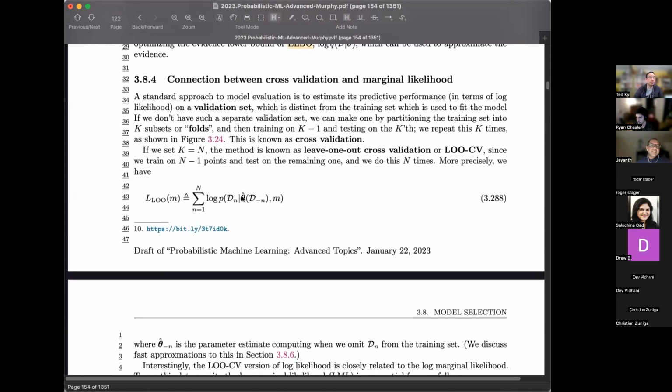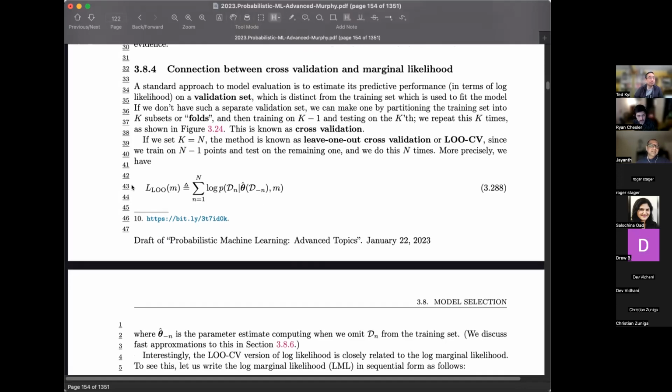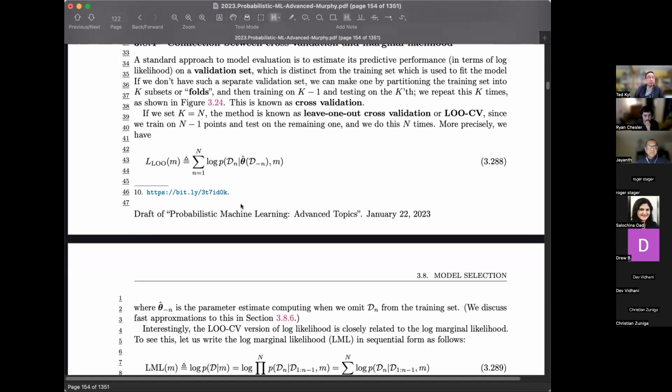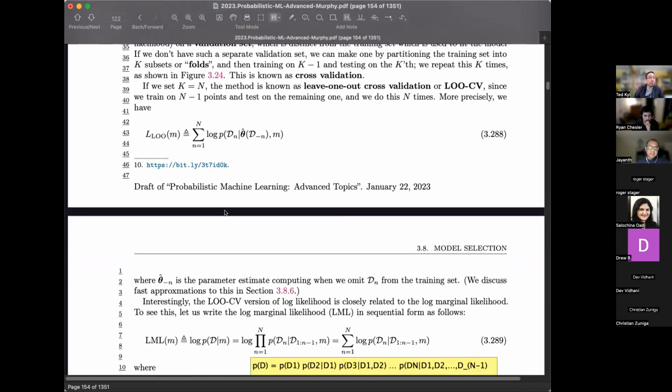He does try to connect cross-validation and marginal likelihood. So he divides the data and says you don't have the nth fold, if you will. So that's the D minus n. And then here's a way to define it. This one is a leave one out. So you have n different folds where you're leaving just one sample out. And here's a mathematical representation of it.